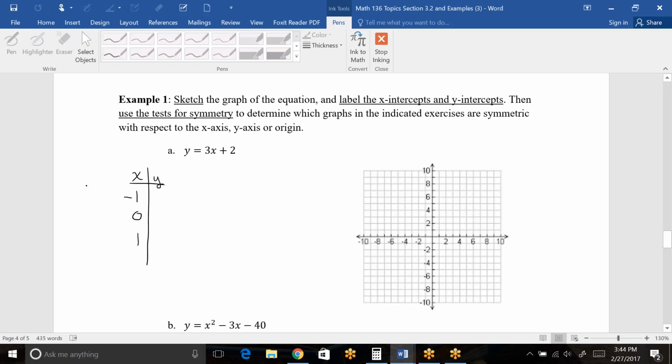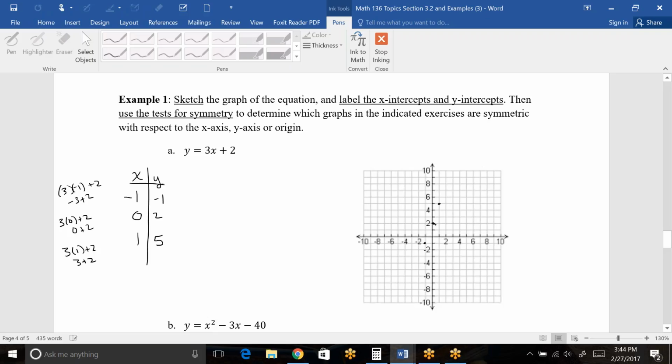So this is 3 times -1 and then plus 2, so that's -3 plus 2, which is -1. 3 times 0 plus 2, because notice we're plugging it in for the x, that's 0 plus 2, or just 2. 3 times 1 plus 2 is 3 plus 2, which is 5. So we go over here and we plot our points, (-1, -1), (0, 2), and (1, 5).